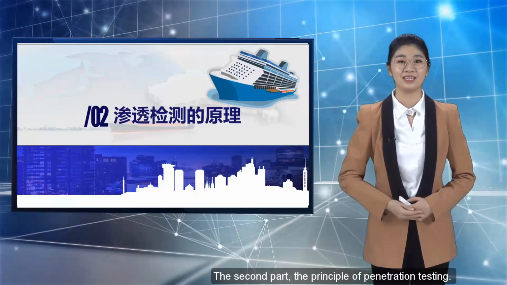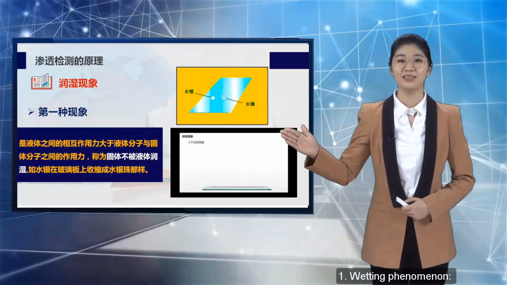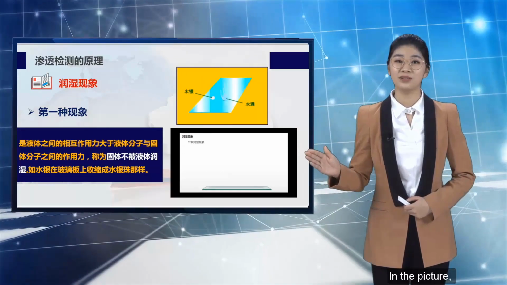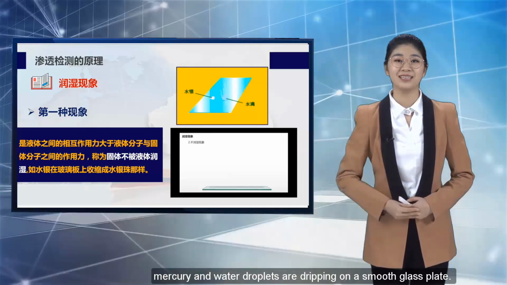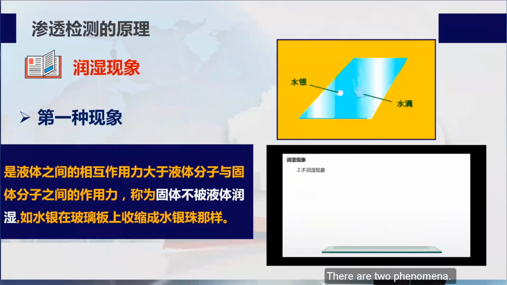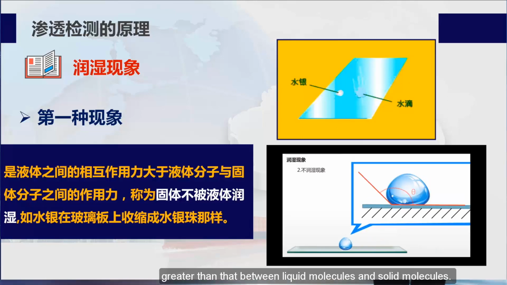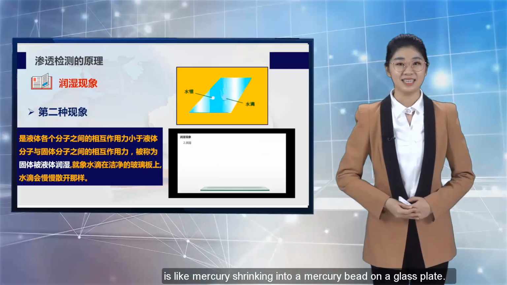The second part, the principle of penetration testing. 1. Wetting phenomenon. In the picture, mercury and water droplets are dripping on a smooth glass plate. There are two phenomena. The first phenomenon is that the interaction force between liquid molecules is greater than that between liquid molecules and solid molecules. This is called the solid not being wetted by the liquid, like mercury shrinking into a mercury bead on a glass plate.